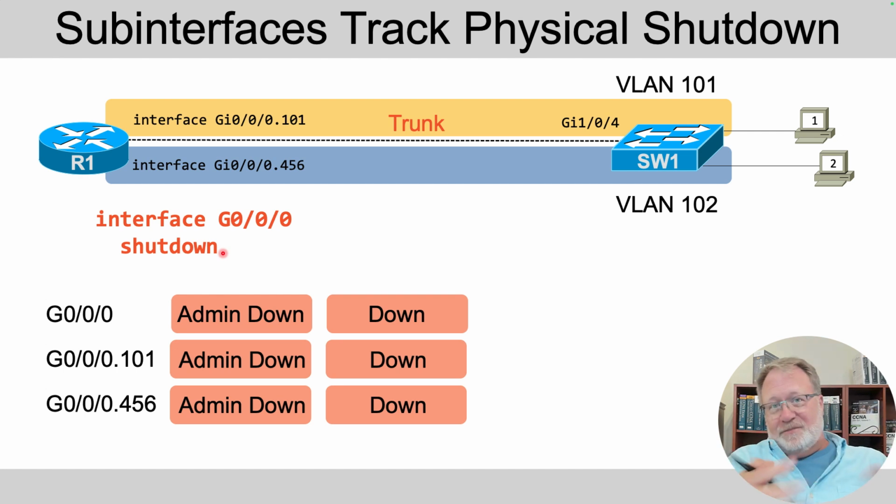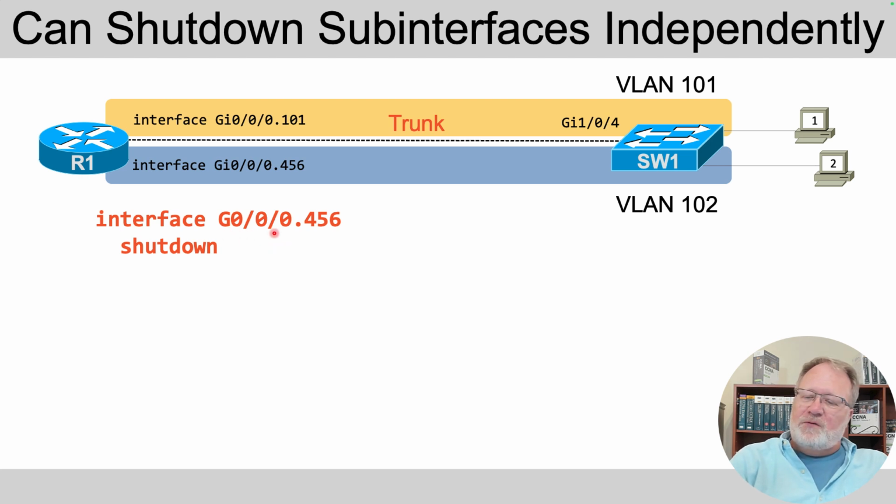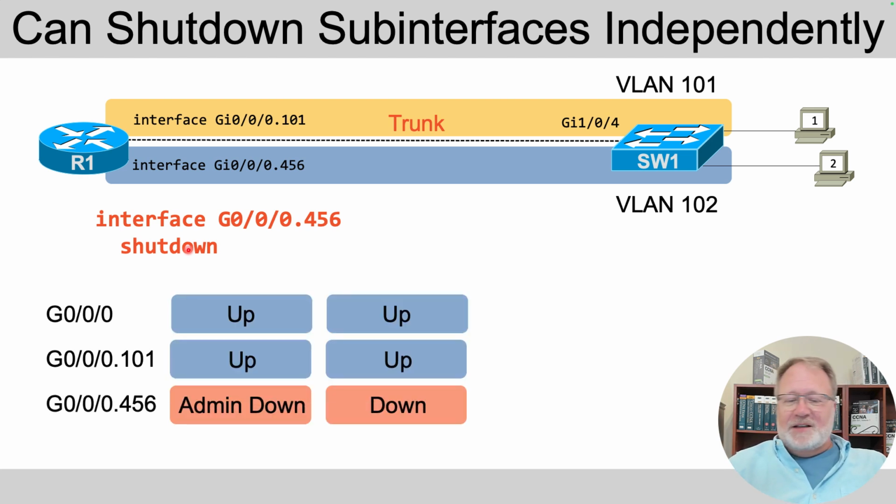Now, the reverse logic, subinterface versus the physical, is not true. It's where you can individually manipulate the subinterfaces. For instance, let's just say you got into config mode for the .456 subinterface, the one that's associated with VLAN 102, and issued the shutdown command there from a starting point with everything up and working. Then the physical interface would remain up, the other subinterface would remain up, but this .456 subinterface would now be administratively down and down. So in effect, you could turn off each subinterface independently.